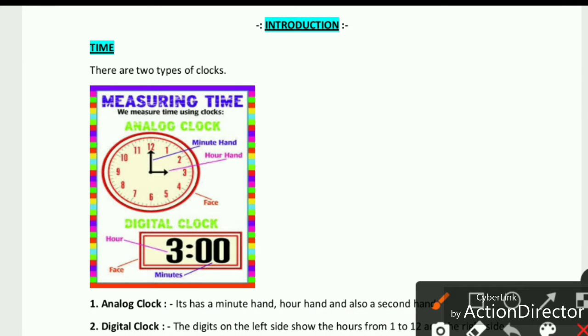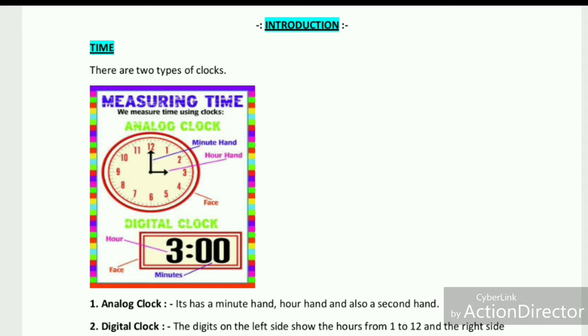First, we will start from the introduction. And here, first we will discuss time. There are two types of clocks, analog clock and digital clock. First, analog clock. It has a minute hand, hour hand, and also a second hand.